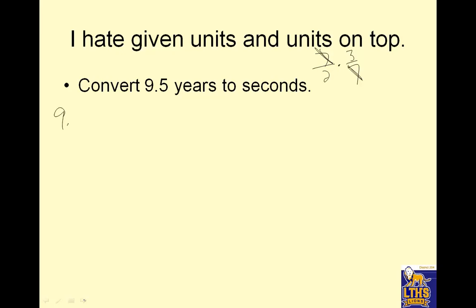So if I have 9.5 years, what I want to do is cancel the years. Hate you, years. So I put years on the bottom. If I put years on the bottom, they'll cancel. But I want to multiply it by 1. So in a perfect world, I know how many seconds are in a year. I don't. I know how many days are in a year, though. So I'm going to multiply by 1 because 365 days equals 1 year. Bam! Got rid of years, but I'm not in seconds yet.